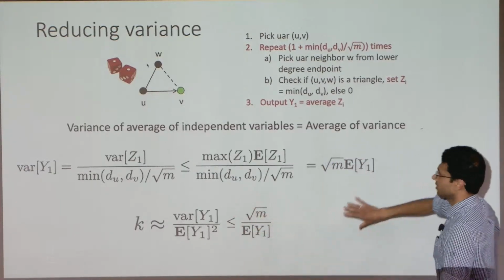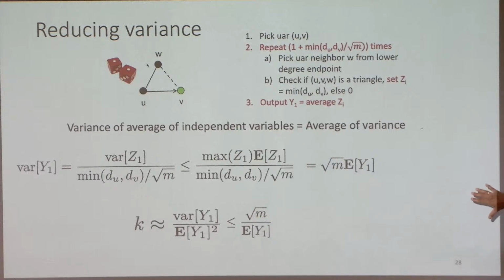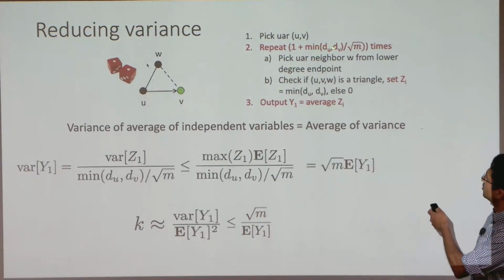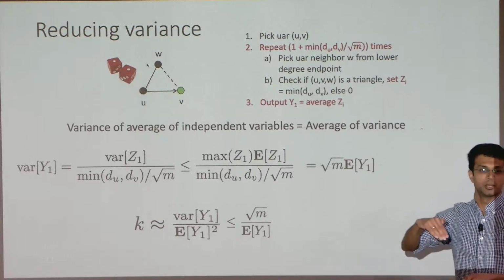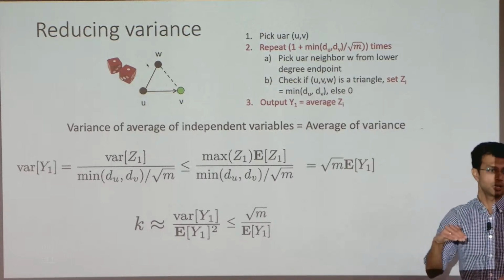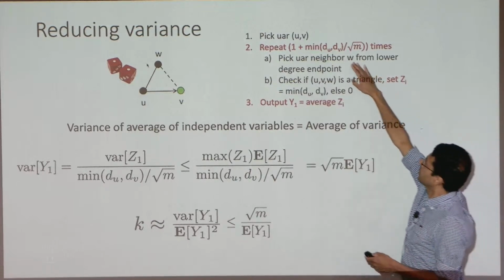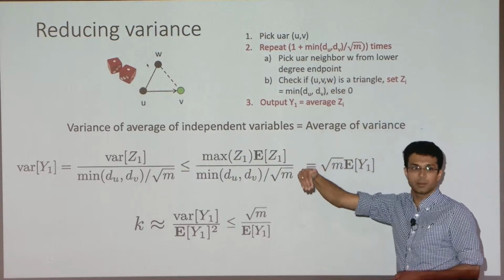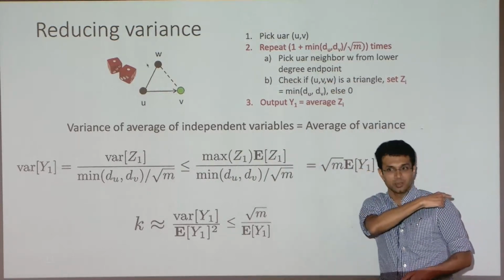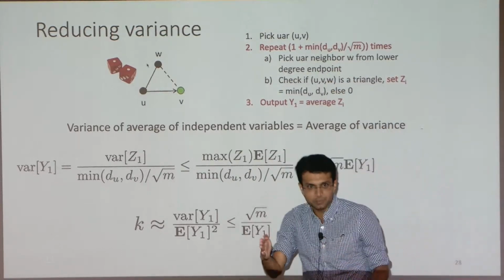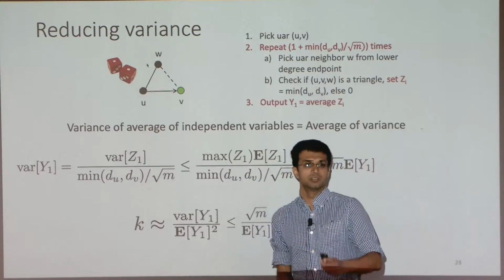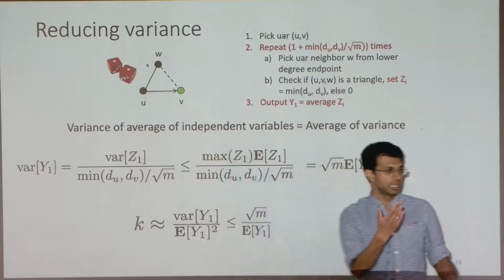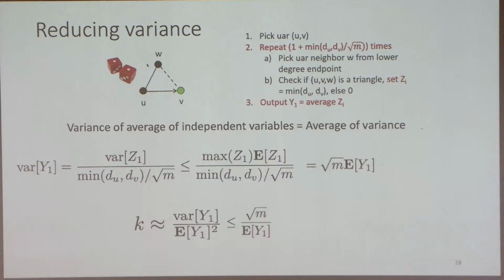Okay, so this might be a little hard to parse right now. The only important thing to know is that you repeat min(du, dv) divided by root m times, and use it to cut down the variance. So when min(du, dv) is less than root m, the variance was already low enough, as we saw. And when it's more, you repeat by exactly that many times to cut down the variance, applying this rule that the variance of the average is the average variance.